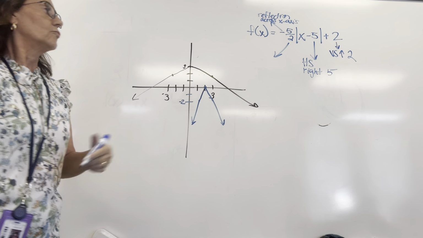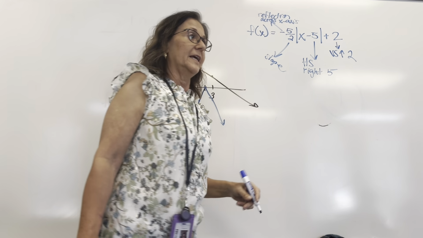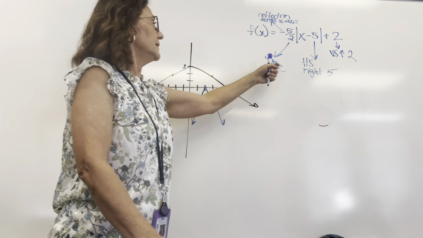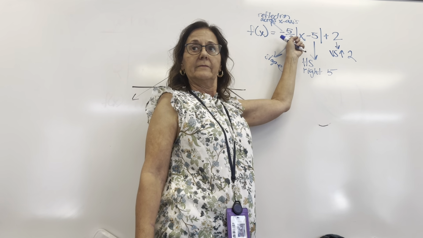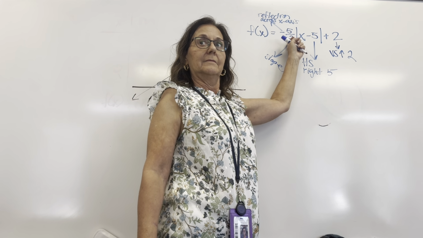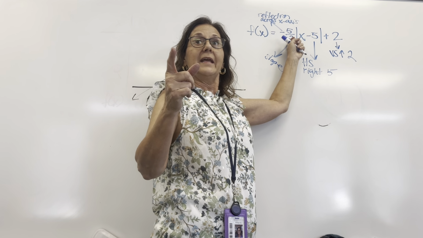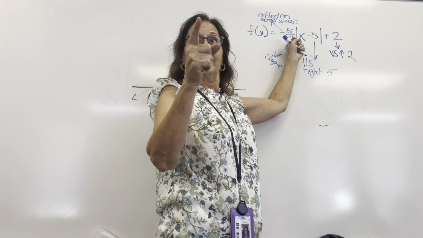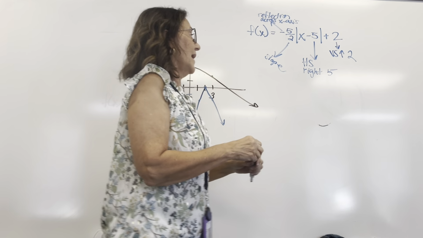Rise over run, it's slope. It changes it to be either narrower or wider. Is this going to be more narrow than the parent or wider? Is it greater than 1? Yes. It is. 5 halves is greater than 1. So it's going to be narrower. Greater than 1 is narrower. Less than 1 is wider. Okay? All right.